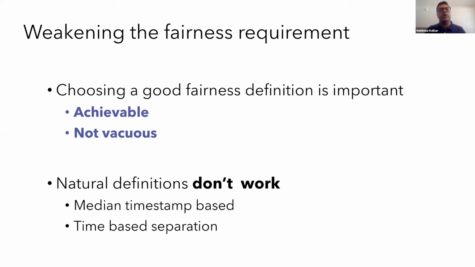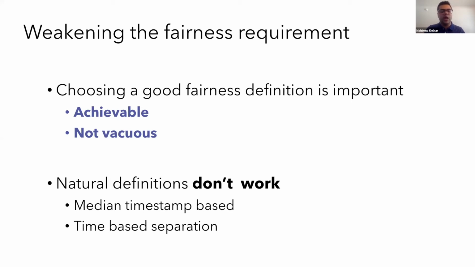And I want to point out here that choosing a good fairness definition is very important. For one, it has to be achievable in a reasonable sense, and it should not be vacuous, in that it's just satisfied all the time, or not really relevant to standard front running or order manipulation attacks. It should really be able to account for those attacks. And it turns out that the most natural definitions you think of don't really work, like choosing a median timestamp of all the received times of all the nodes, because it doesn't really reflect a first in, first out kind of notion.